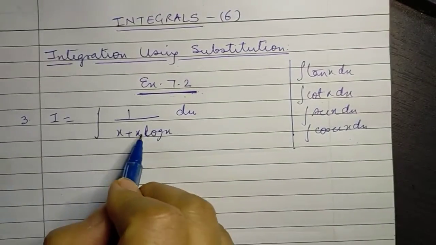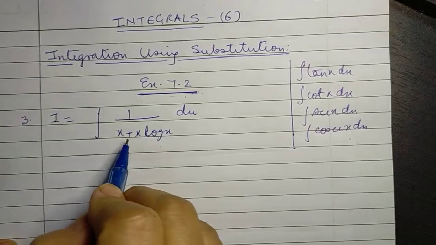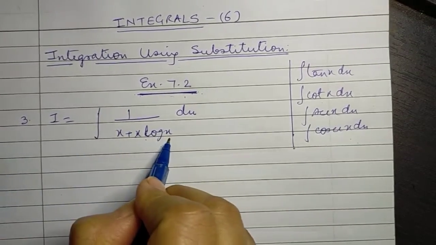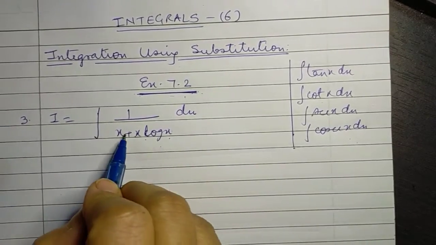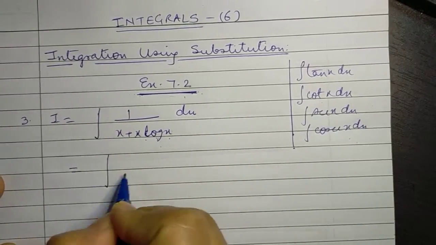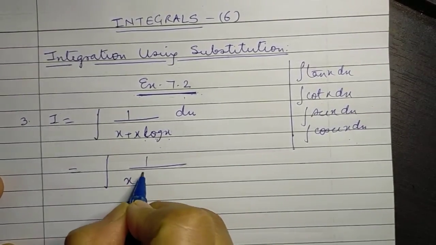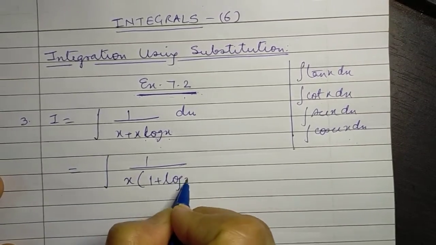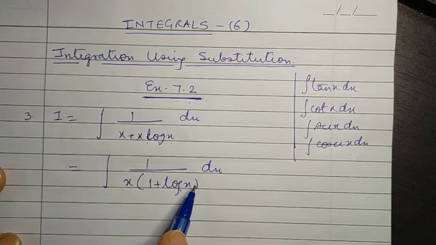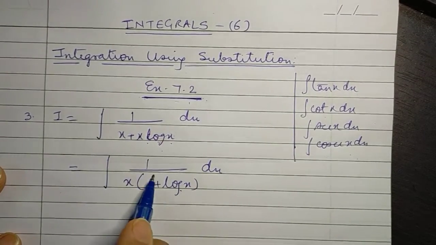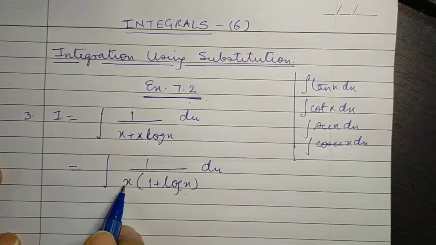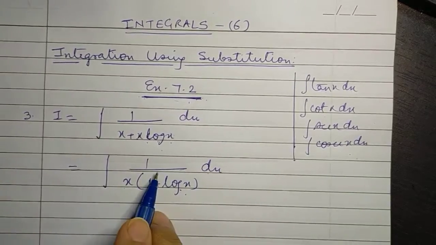Now apparently just by looking at this we can't do anything, because this function being in the denominator you can't split it. So we have to first factorize it. And how do we factorize it? You can take something common. So what do you get? We can take x common, we'll be left with 1 plus log x into dx. Now if you observe carefully, if we put this entire thing in the brackets to be t, its derivative would be 1 upon x dx, which will be a part of dt.